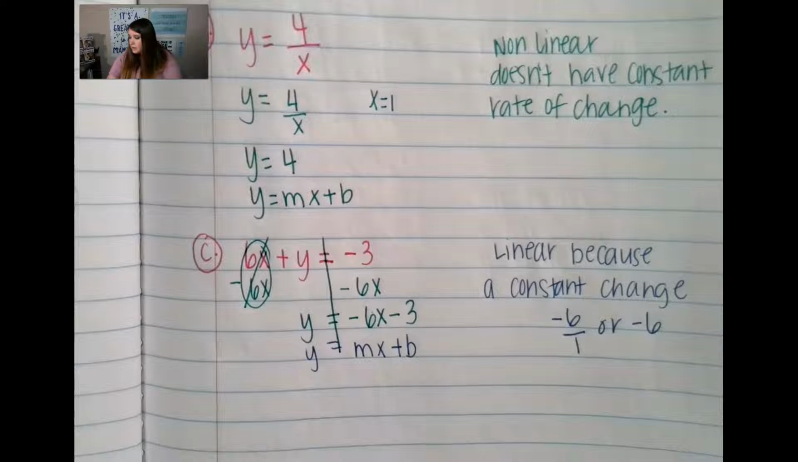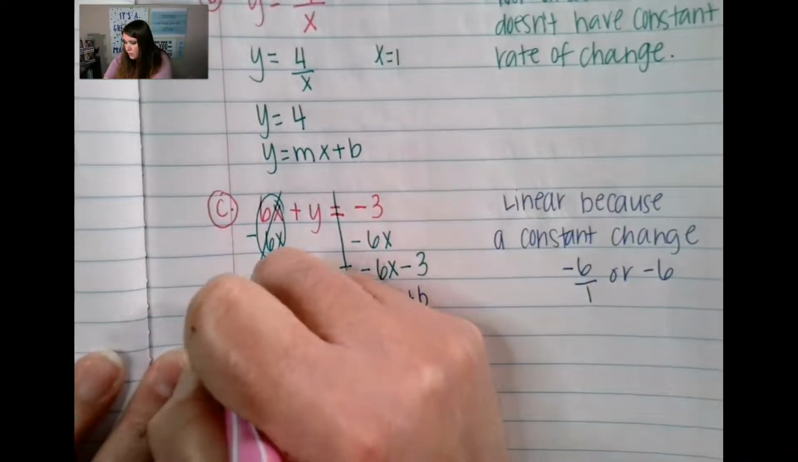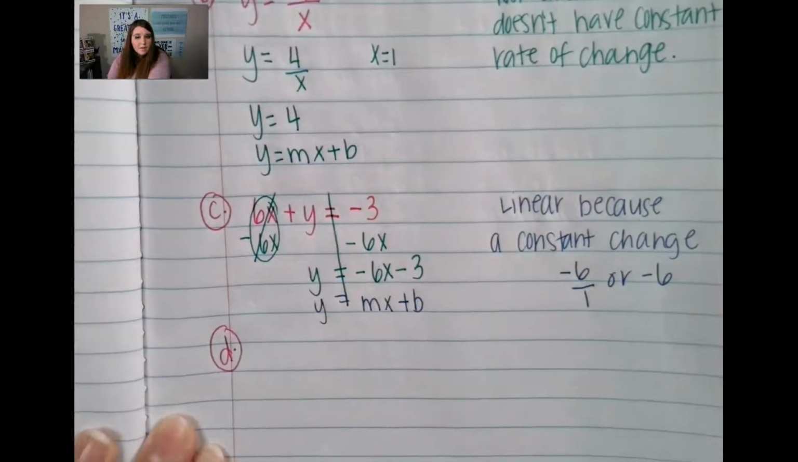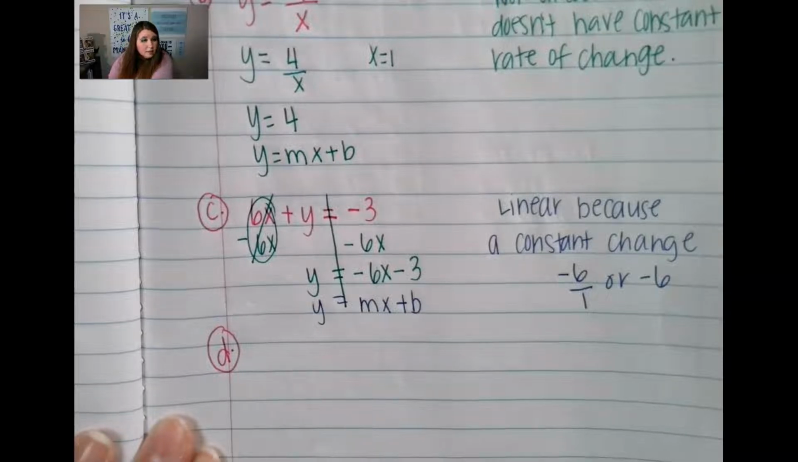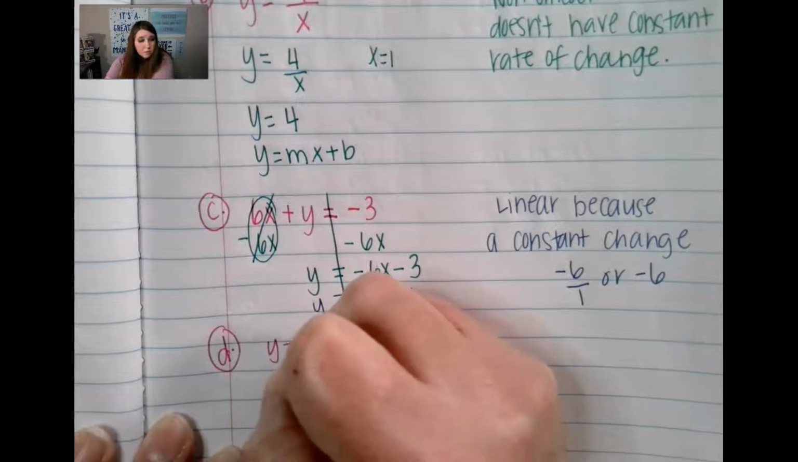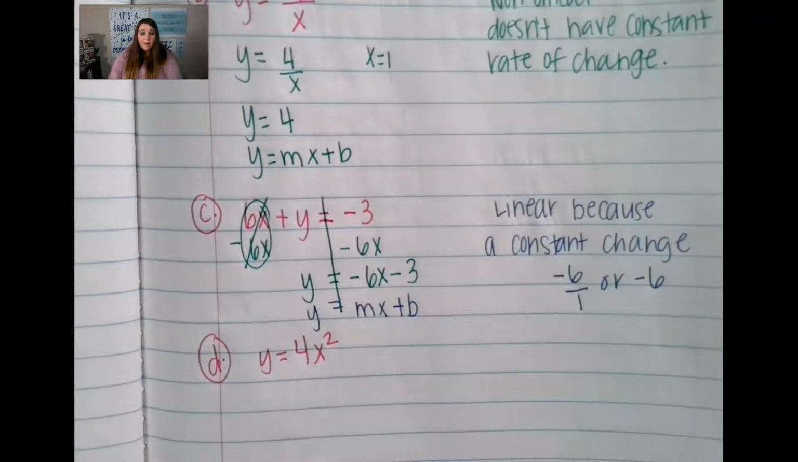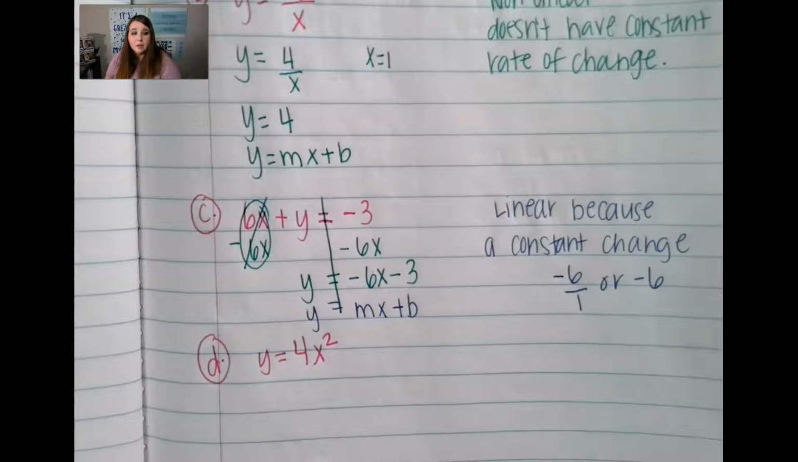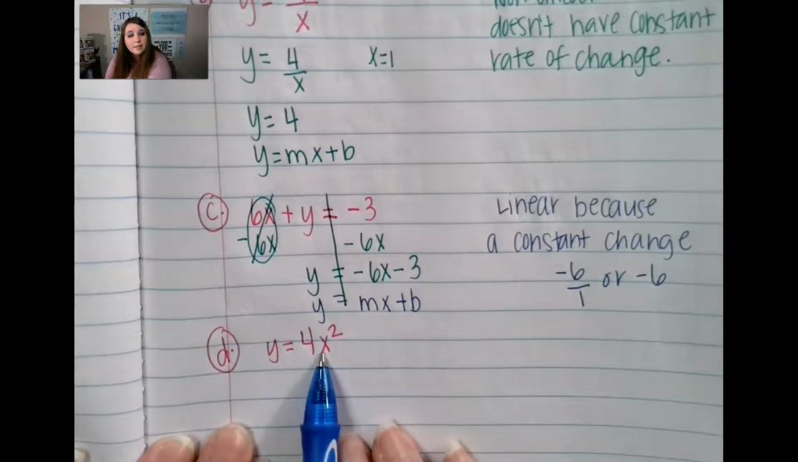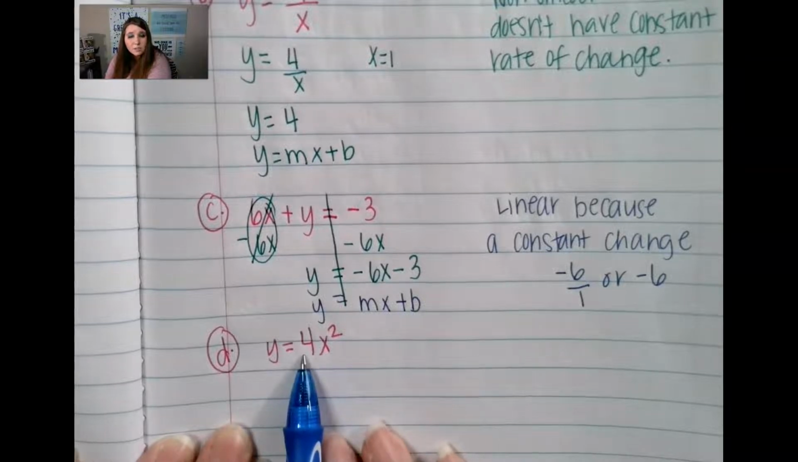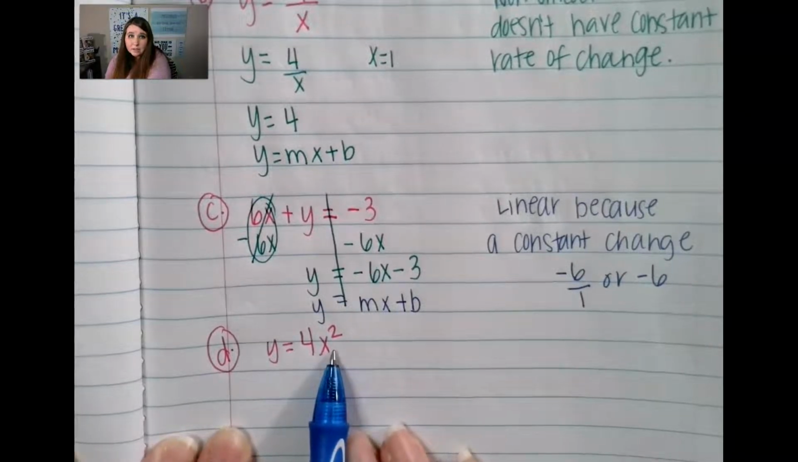All right, and our last example of equations that we're going to do before I give you some try-its: y equals 4x squared. Does this create a linear equation? This one is no, because this x squared does not help to create a constant rate of change. We don't want x squared.